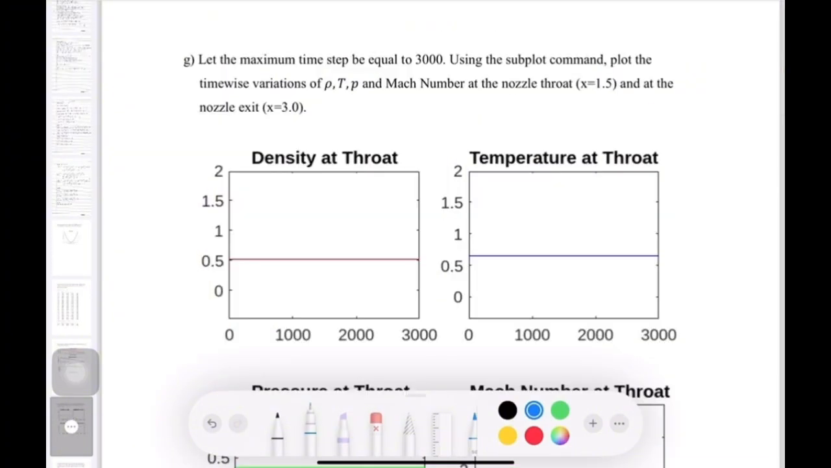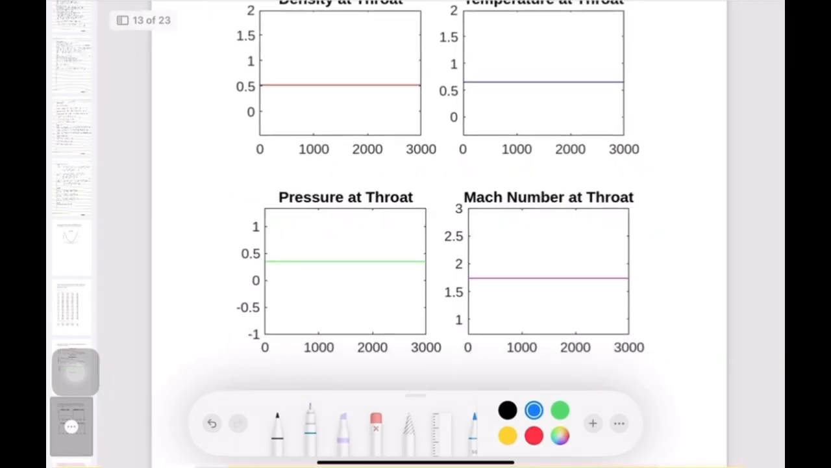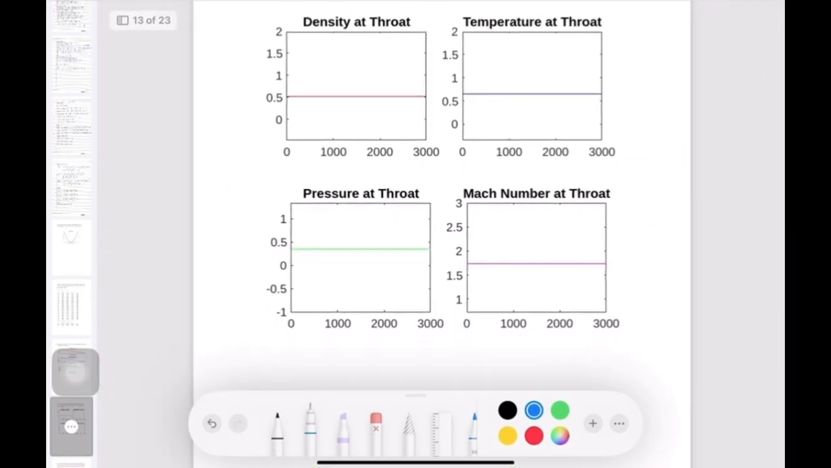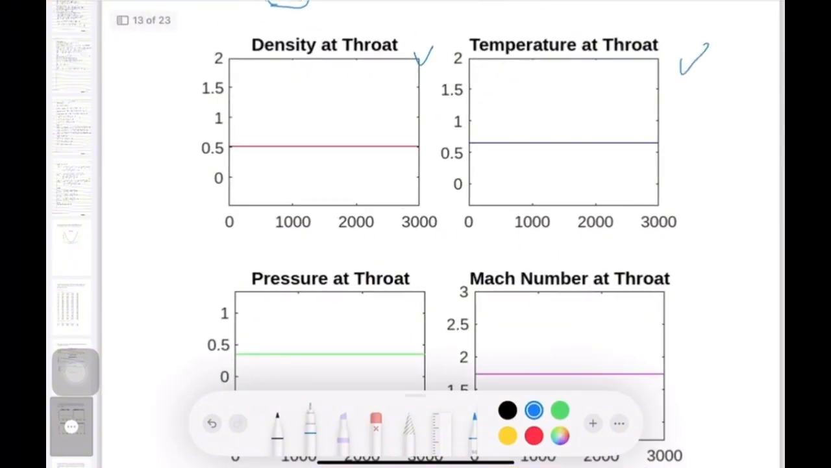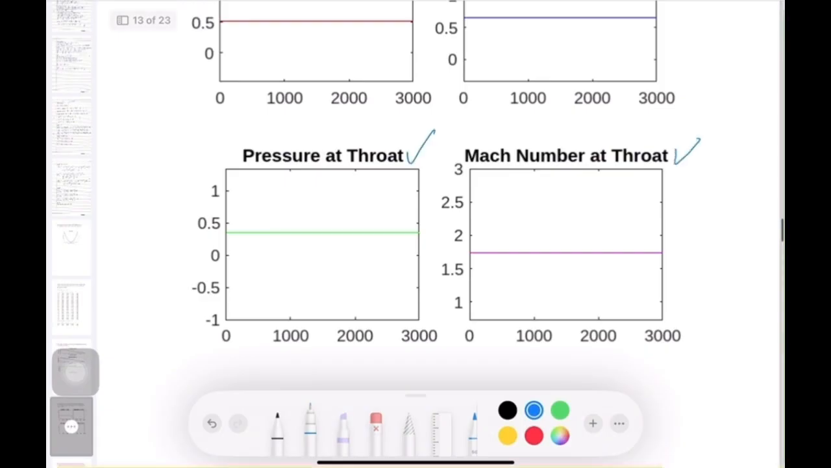Question G, let the maximum time step be equal to 3000. Using the subplot command, plot the time-wise variations of rho, T, P, and Mach number at the nozzle throat x equal to 1.5 and at the nozzle exit x equal to 3.0. So this is the graph that I got. This is for density, temperature, pressure, and Mach number.